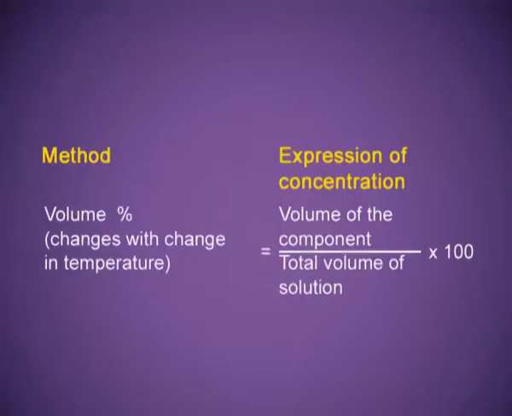The other way of expressing concentration is volume percentage. The volume of the component divided by the total volume into 100. It is not different from mass percentage. In the mass percentage, we take the mass, that is in the grams. In the volume percentage, we measure the volume, that is in the liters or milliliters.